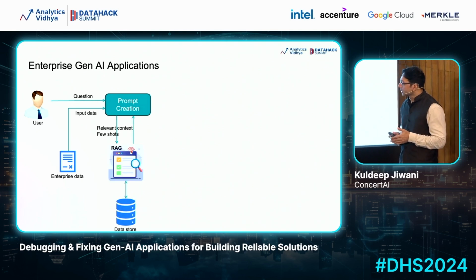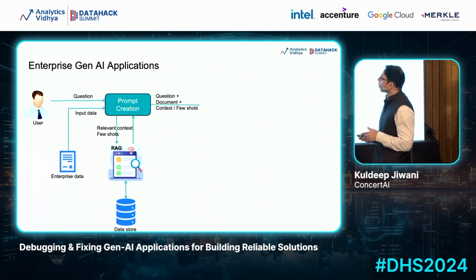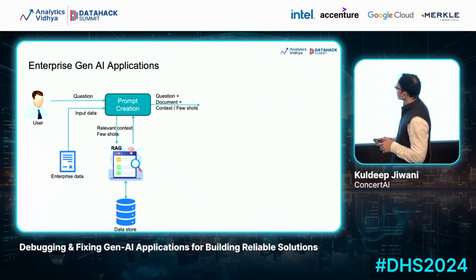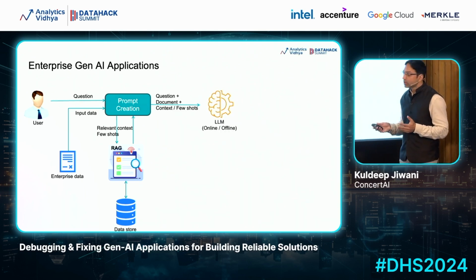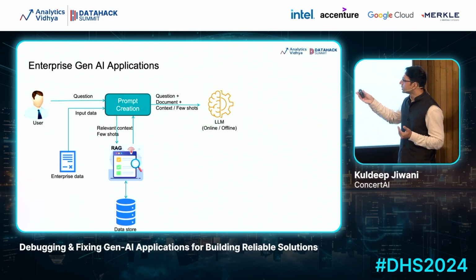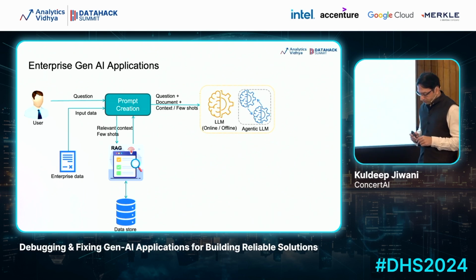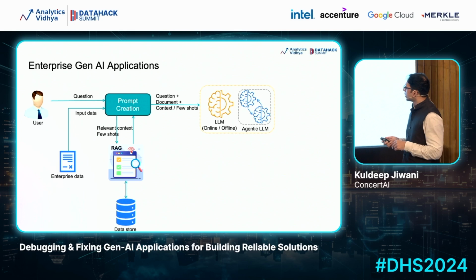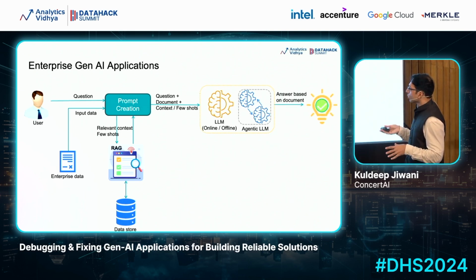That's where RAG comes in. From the company's enterprise data, you get relevant documents, build a prompt, make a context, and with everything you send it to an LLM. This LLM could be online or offline, like GPTs or your llamas, or maybe a system of agents, multiple LLMs out there. Eventually you send it to the LLM and you get the answer. This looks all good.